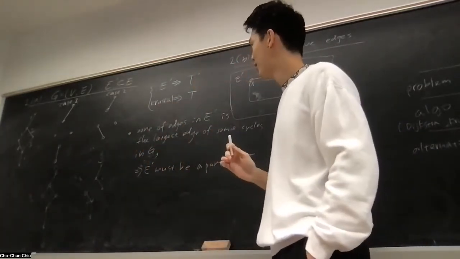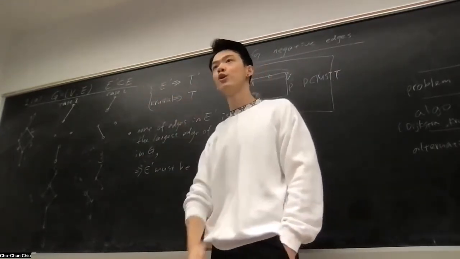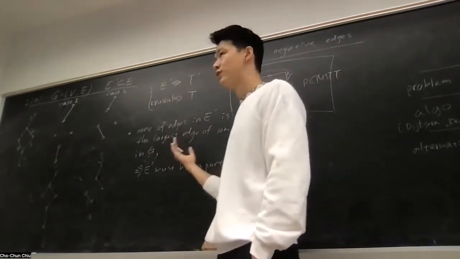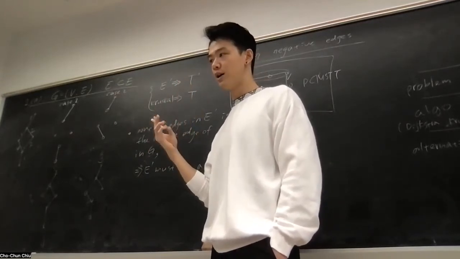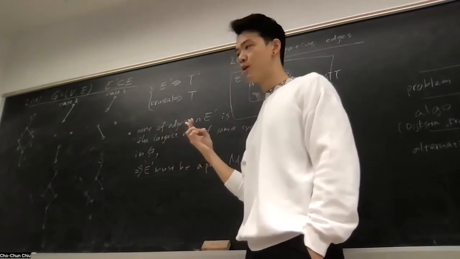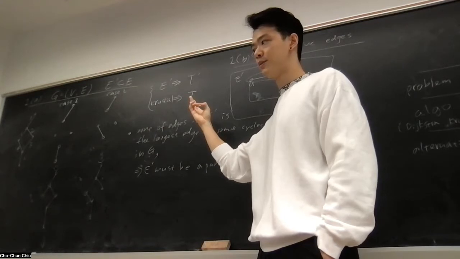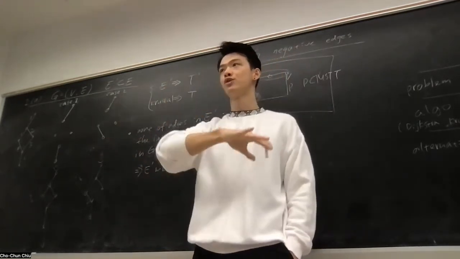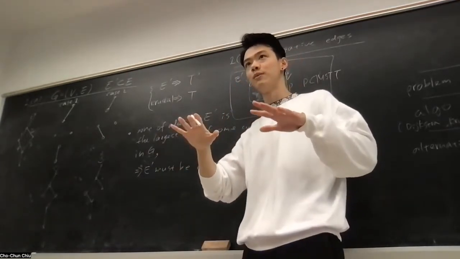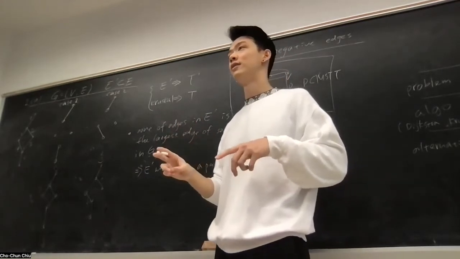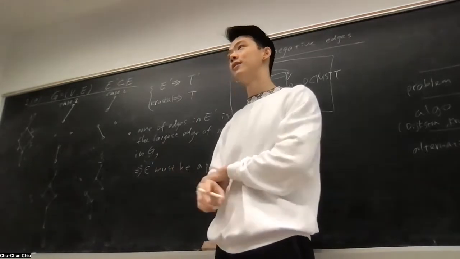So if we have E prime, and E prime doesn't contain any cycle, and E prime doesn't contain the largest edges in the graph, if we run the Kruskal algorithm from E prime, and then we run the Kruskal algorithm from scratch, does that guarantee the MST is going to be the same? No. Why? Because there can be some vertex which is not being connected from the edges in E prime.